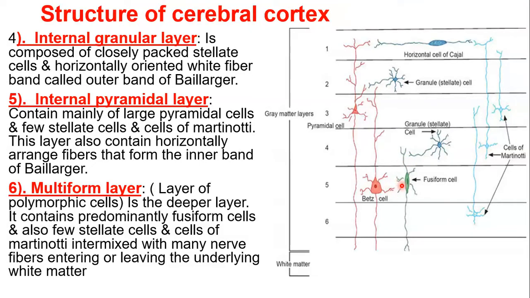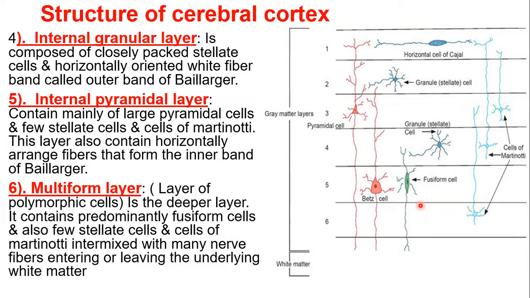The fifth layer is known as the internal pyramidal layer. This layer contains the large pyramidal cells, which are known as the Betz cells, and they also contain fusiform cells. The outer band of Baillarger is present in the fourth layer, the internal granular layer, while the inner band of Baillarger is present in the internal pyramidal layer.